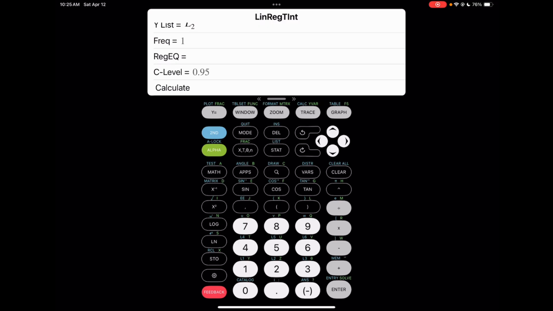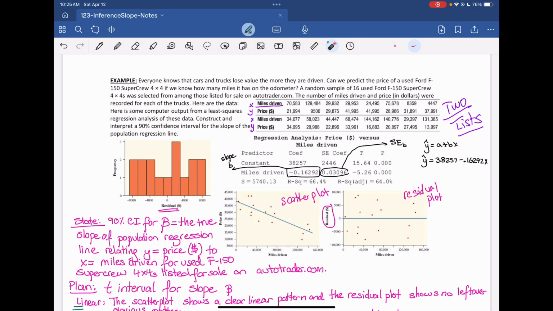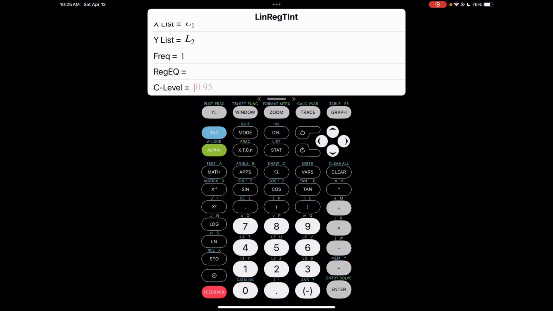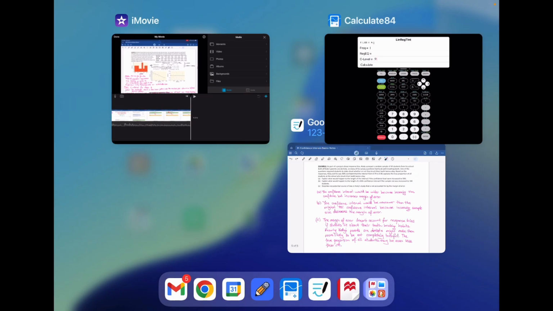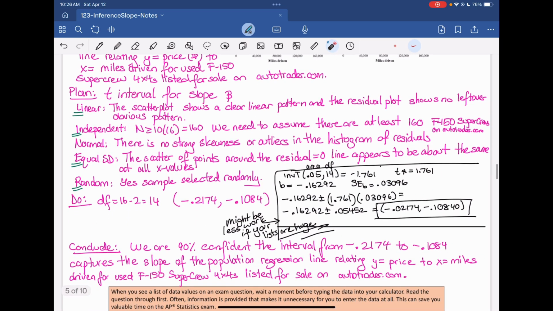If you wanted to store the regression equation into your y variable, you can go into vars, y, vars, etc., and type that there. And then you have your confidence level, which is, in our case, 90. So this would be 0.9. And then when you hit calculate, it should give you this interval.